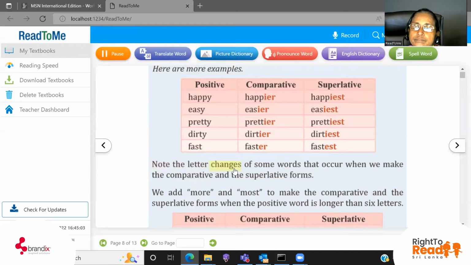Note the letter changes of some words that occur when we make the comparative and the superlative form. Here, you have to omit Y and add IER when the words end with Y. Easy, easier, easiest. Pretty. Can you read? Pretty. Dirty. Fast. Good.